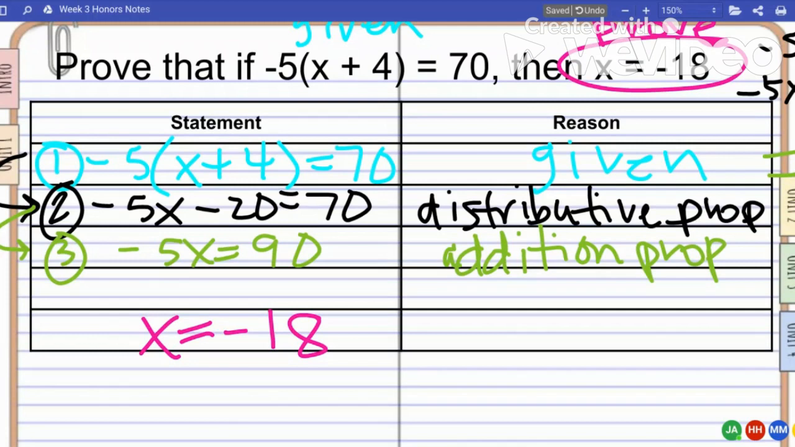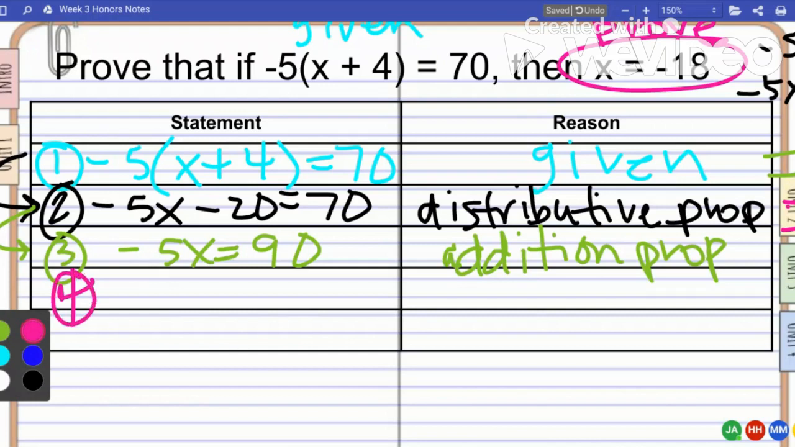Okay, it looks like I gave us too many boxes here, which is awesome. So what's my last step? Divide by -5, divide by -5. You get x equals -18. So step 4, x equals -18. That's what we were trying to prove, right? So that's awesome. And how did I get from step 3 to step 4? I used the division property.